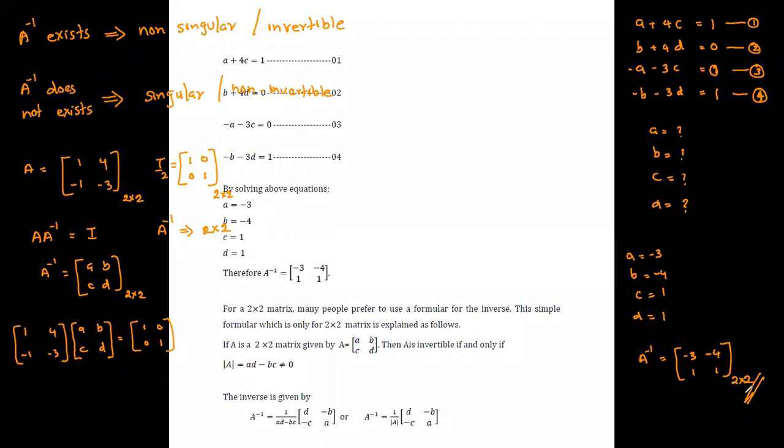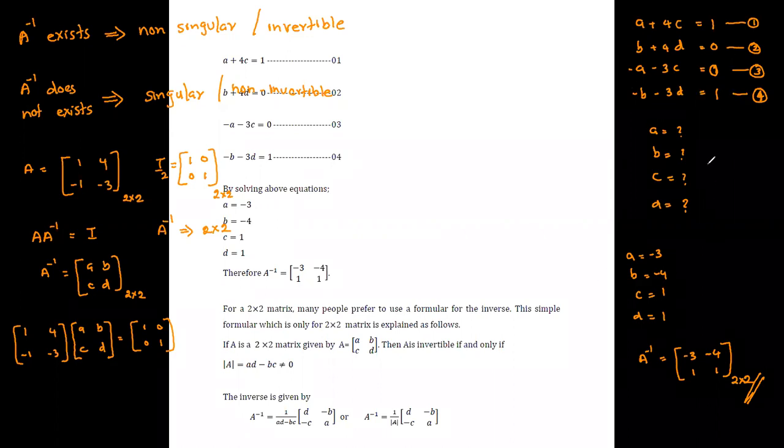But when we obtain the inverse for a 2 by 2 matrix this way, you can see that we have four unknown constants. We need to find the values for four unknown terms using four equations.